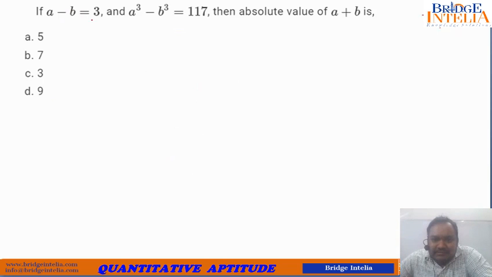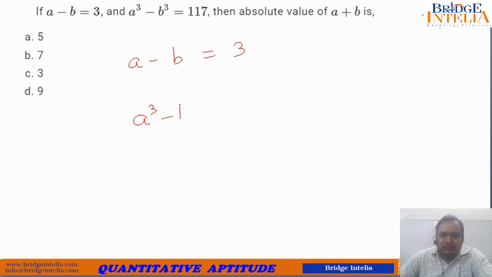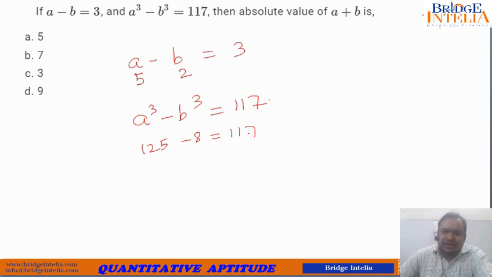a minus b is equal to 3 and a cube minus b cube is equal to 117. Can we think of two such numbers? You see, this is very close to 5 cube. So I think if 5 is involved here, 5 and 2. So 125 minus 8 is equal to 117. Yes, in fact. So the two numbers can be guessed out easily, 5 and 2.